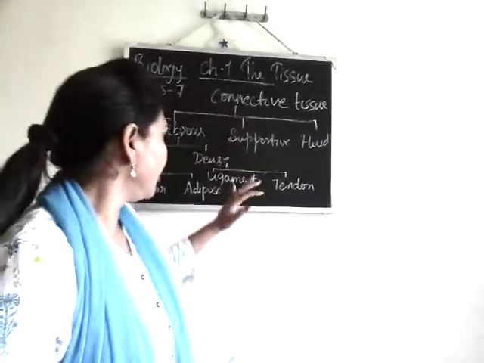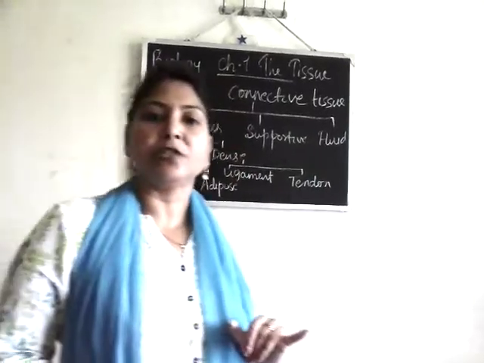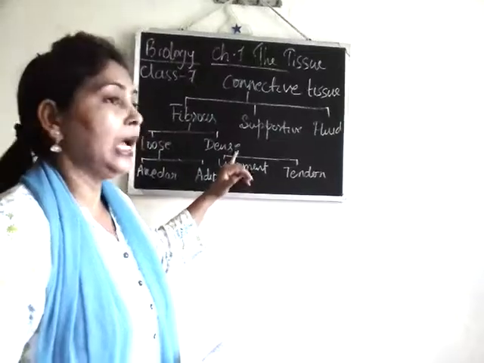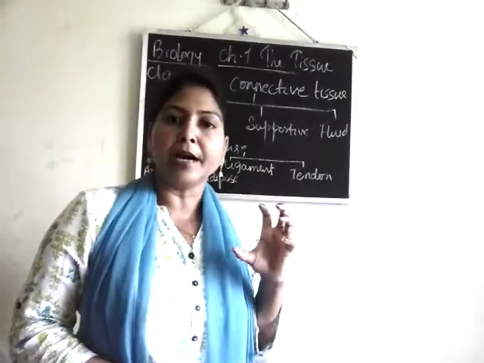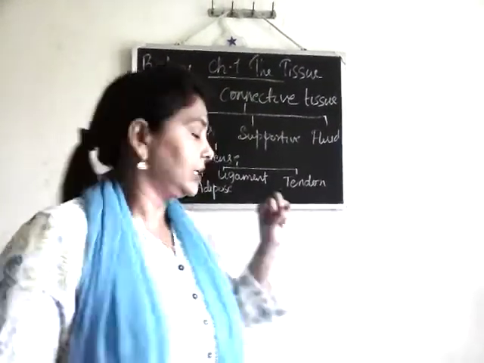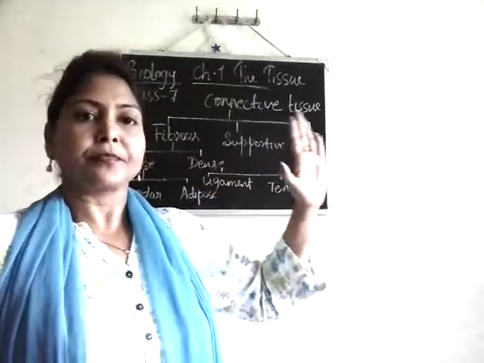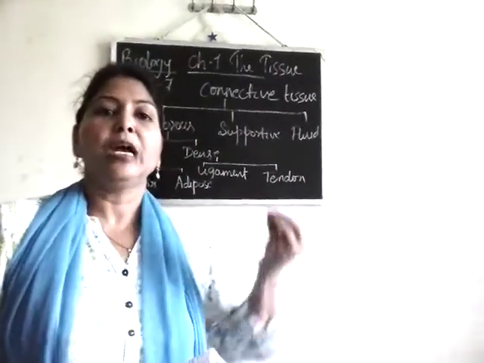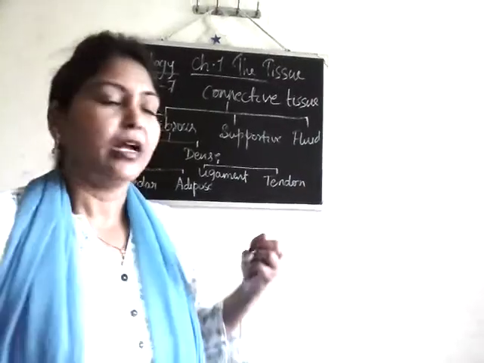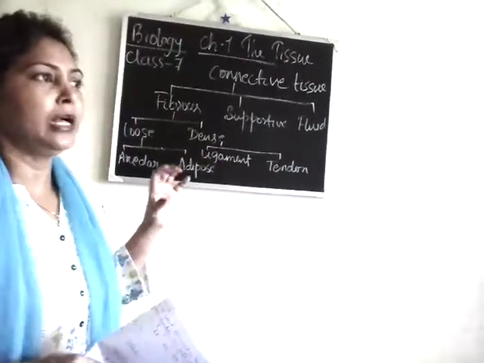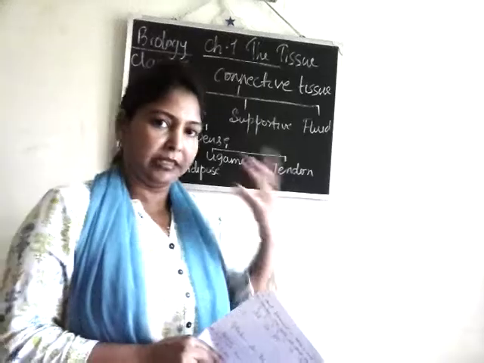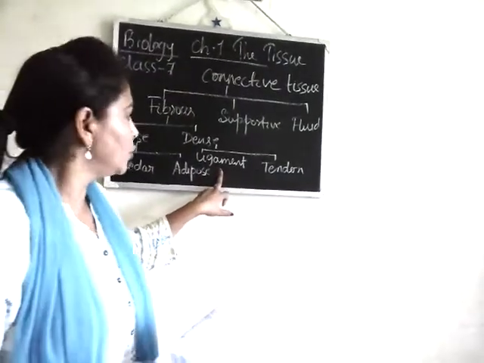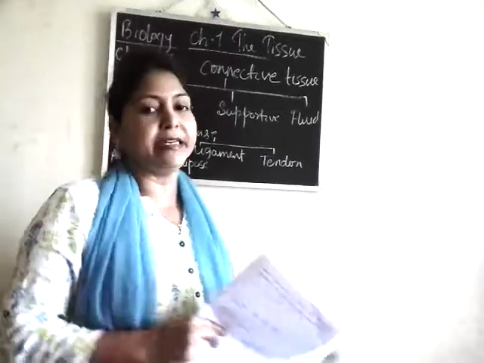Now we move to the next fibrous tissue, that is dense fibrous tissue. Now what is dense fibrous tissue? Dense fibrous tissue is comparatively different from loose fibrous tissue. Loose fibrous tissues are a little elastic, and dense fibrous tissues are a little hard in structure, in texture. Dense fibrous tissues are basically of 2 types, that is ligament and tendon.